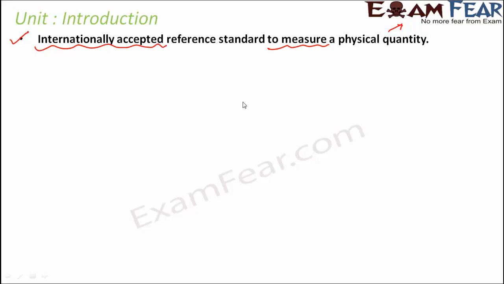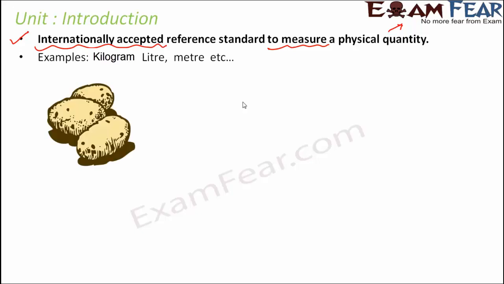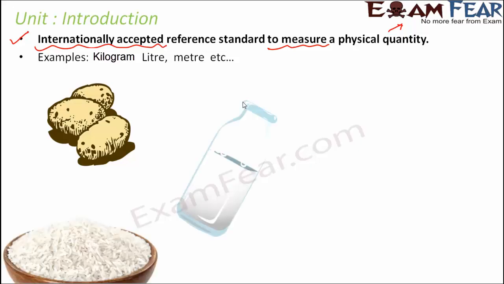So let me give you some example. Let's say you are sent to the market to buy potatoes, milk and rice. Okay, so now how will you tell the shopkeeper how much potatoes or how much milk or how much rice do you want? So you need to specify, right? There might be a huge amount of potatoes stocked in the shop, but you do not want all of them. So how much do you want?